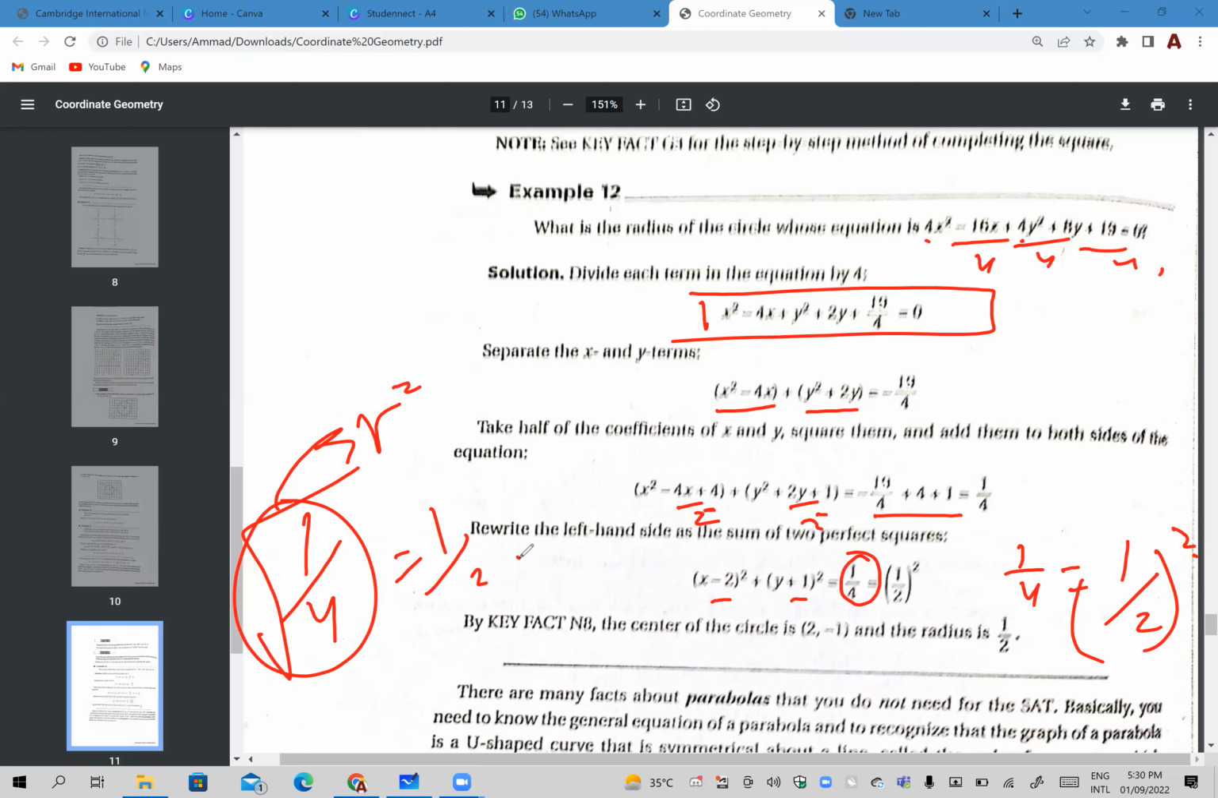So remember, working in the reversed order to figure out the radius without the square on it, obviously you'll have to go through the completing square method.